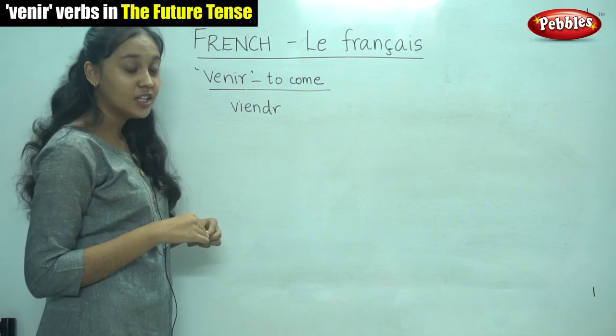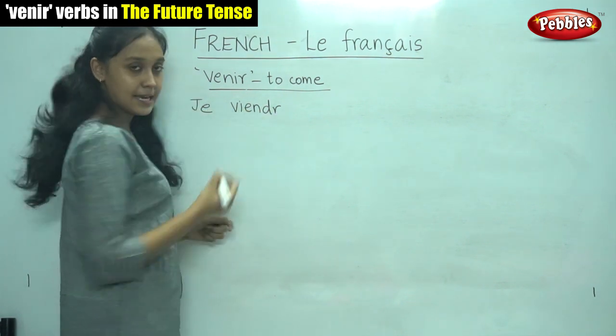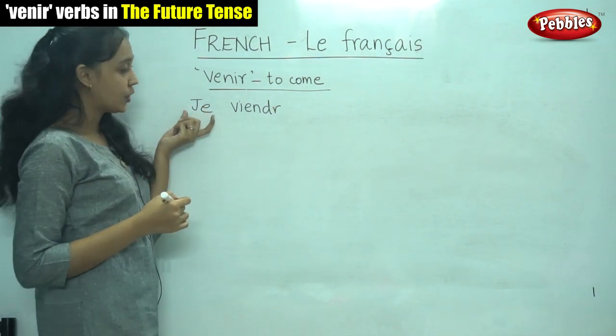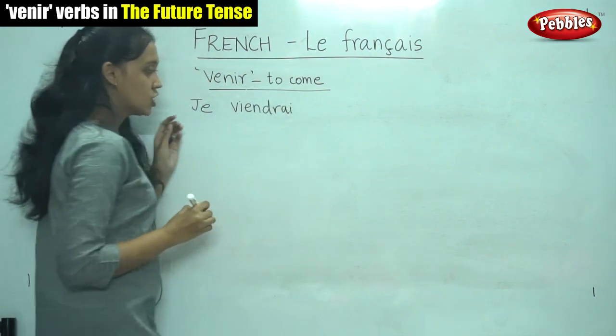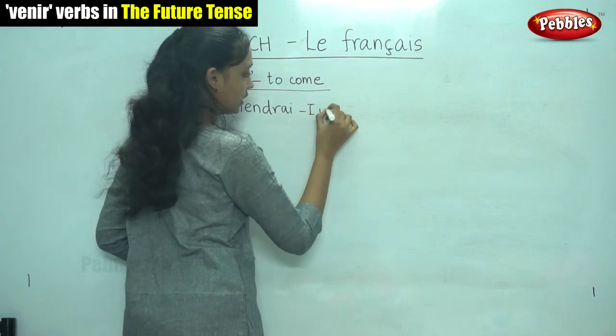So how do we write future tense? We write the stem followed by the ending for that subject pronoun. For je, it is ai. So je viendrai. It means I will come.